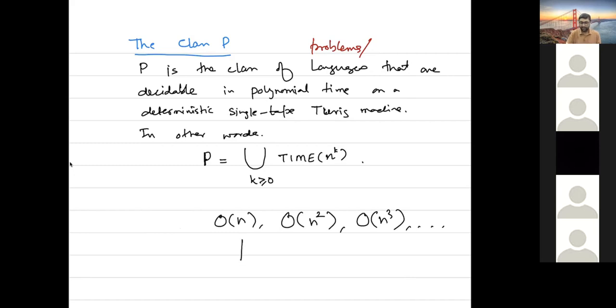So there might be infinitely many languages which can be decided by a Turing machine which runs in O of n time. There might be infinitely many languages which can be decided by Turing machines in time of n squared, and so on and so forth. If we collect all those languages and put all of them in a set, then we say that set is the set P or class P. So the class P contains all problems or languages which can be decided by a single tape Turing machine, which is deterministic, in polynomial time. So this is called polynomial.